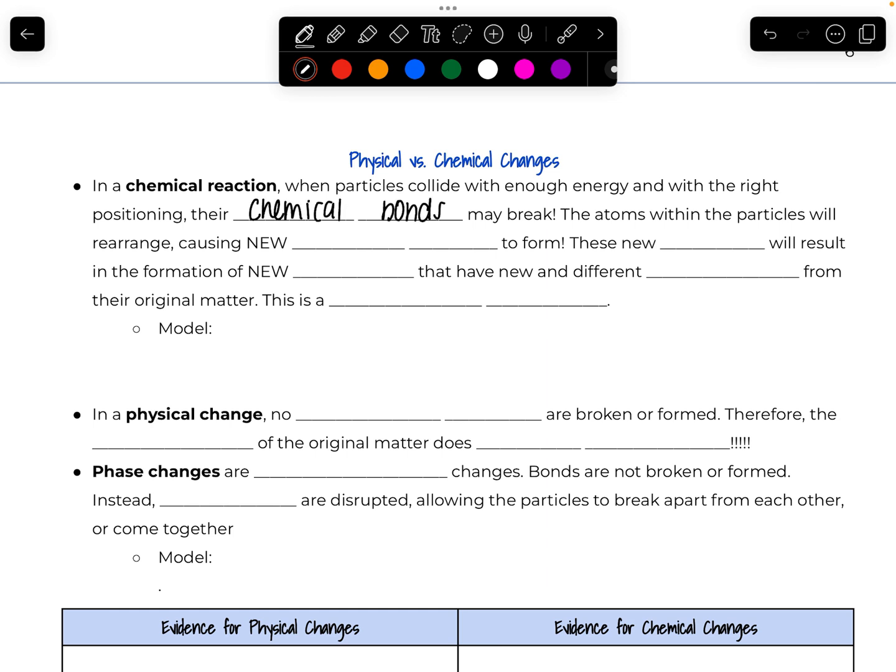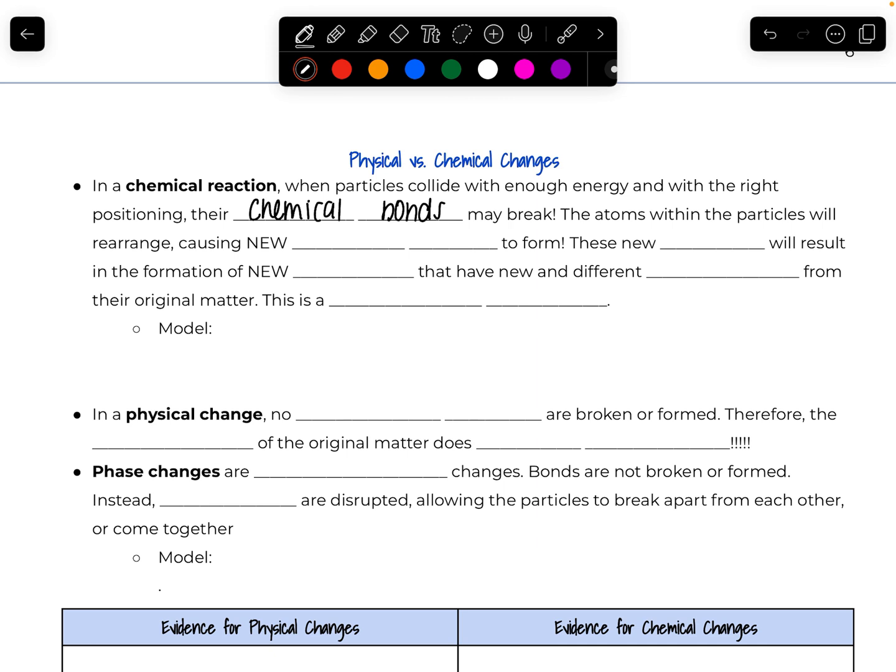So recall, your chemical bonds are what hold your atoms within your particles together. If they're covalently bound, it means they're non-metal atoms held together. If it's ionically bound, it's a metal and a non-metal, or a cation and an anion, right? So in order to make a chemical reaction happen, we have to have these particles hit each other and their chemical bonds have to break.